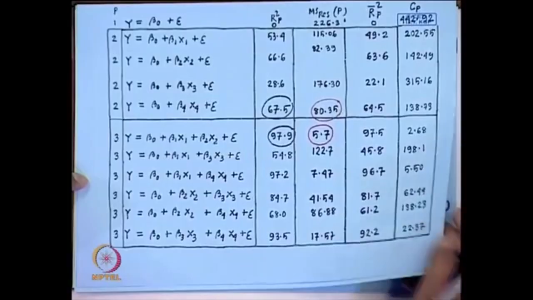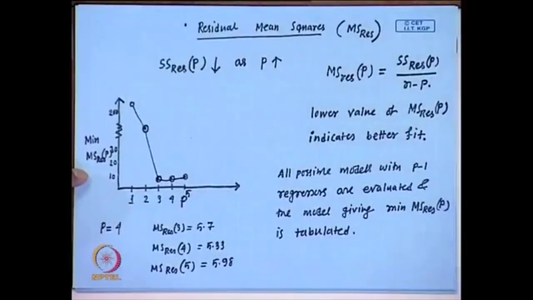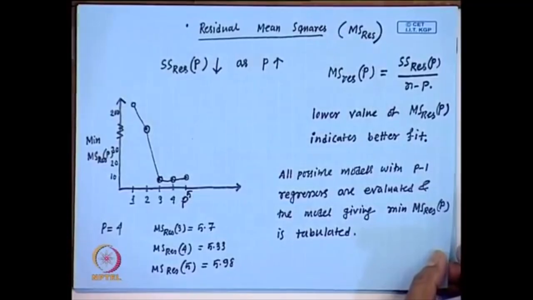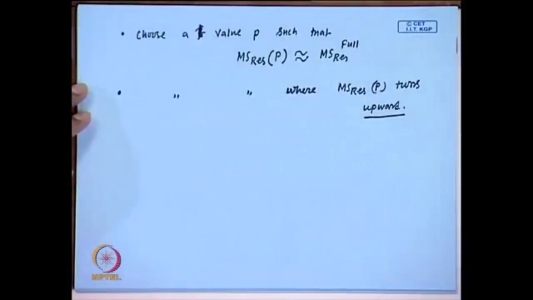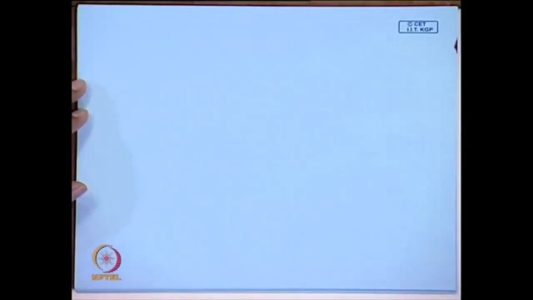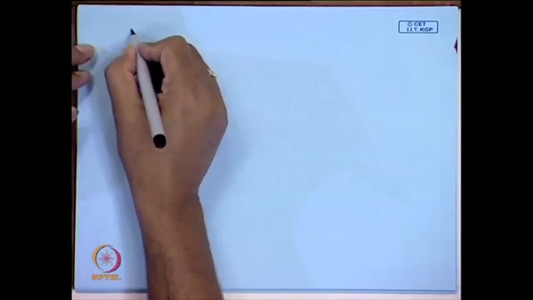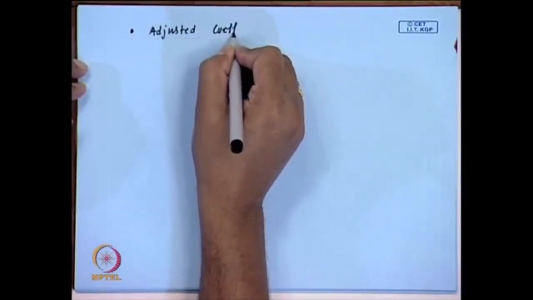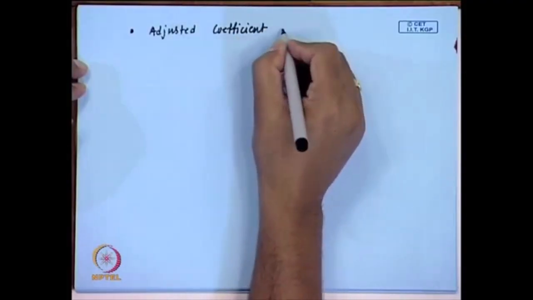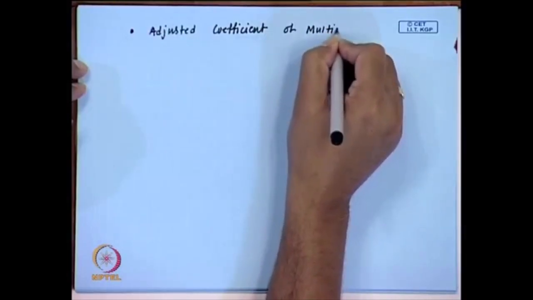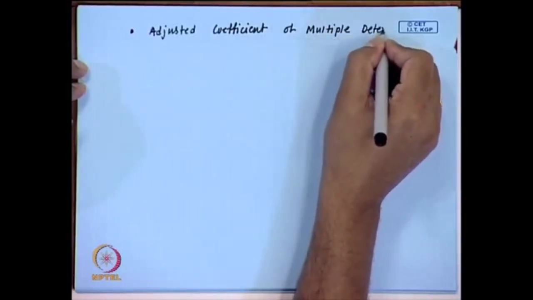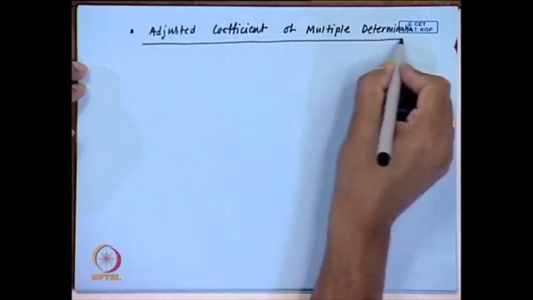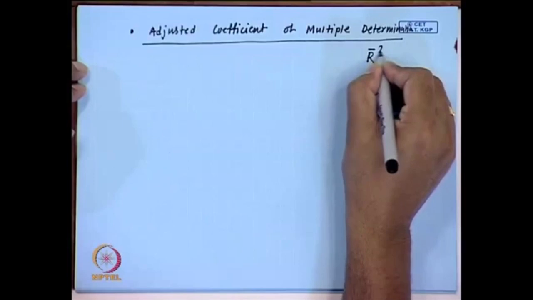Okay, so this is how we evaluate the model using the MS residual criteria. Now, next we are going to talk about one more criterion that is called the adjusted coefficient of multiple determination. And this one is denoted by R bar square.